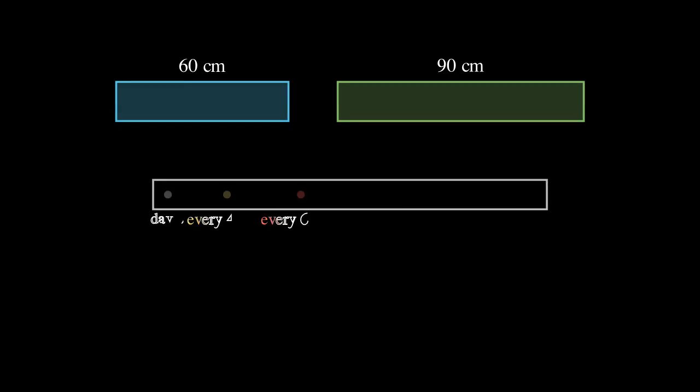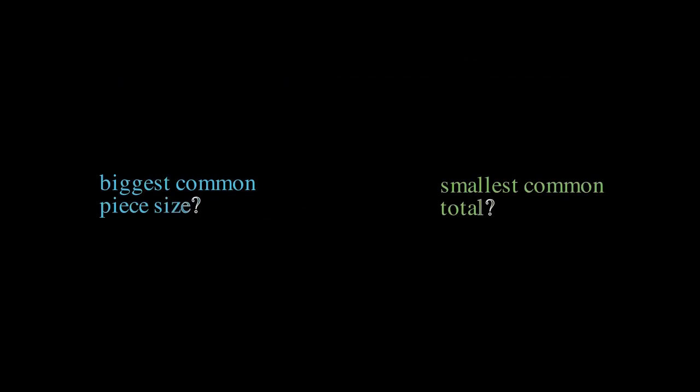Now suppose instead two friends visit the same gym, one every 4 days and the other every 6 days, and you want to know after how many days they will both show up on the same day again. The first question is asking for the biggest shared piece size, and the second is asking for the smallest shared total. And we can answer both just by dividing and multiplying carefully.